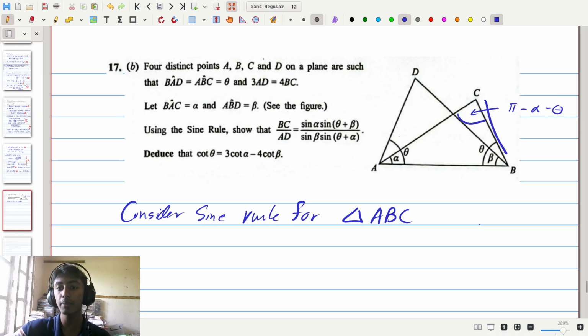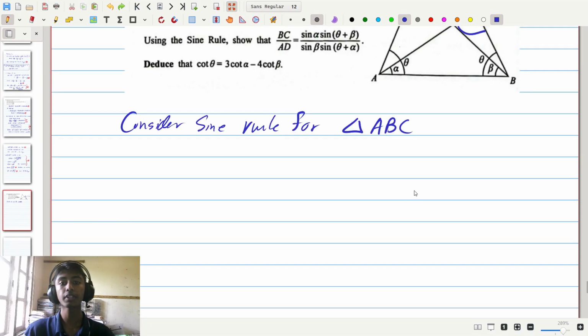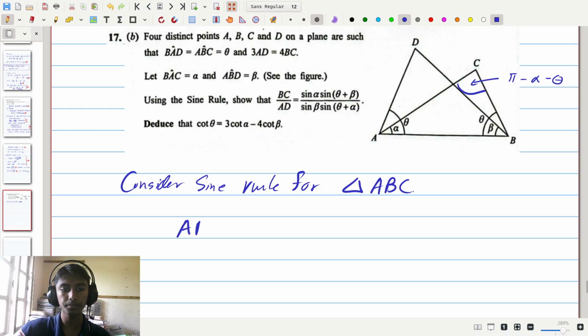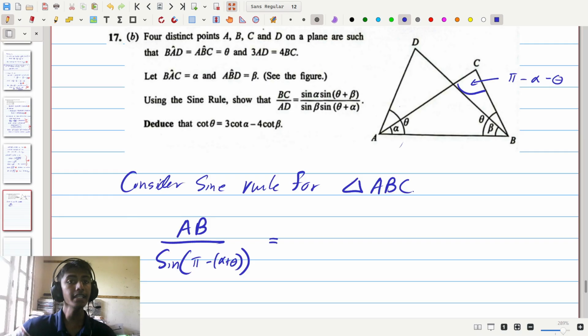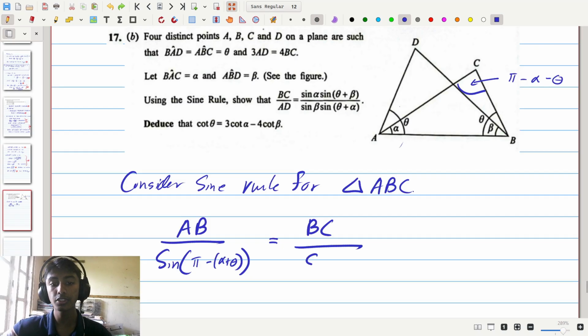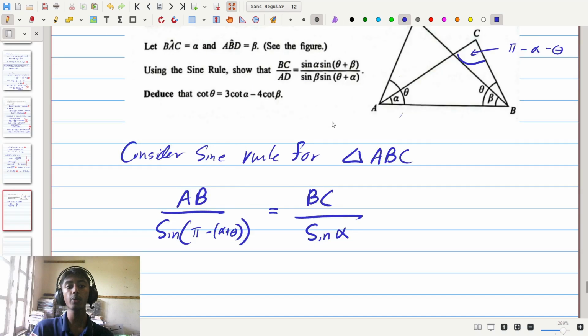So therefore we consider BC, alpha, AB, and this angle. From the sine rule we know any side length, for example AB, divided by the sine of the opposite angle, which in the case of AB is this angle, sine of pi minus alpha plus theta, is equal to any other side length, which in this case I'm going to take BC, divided by its corresponding opposite angle sine value, which in this case is sine alpha. So now we have this relationship.